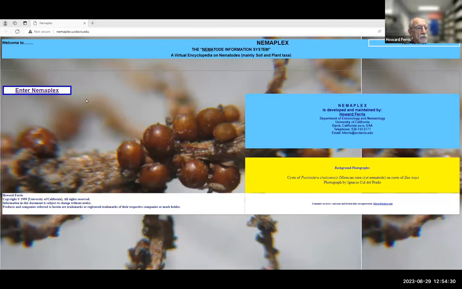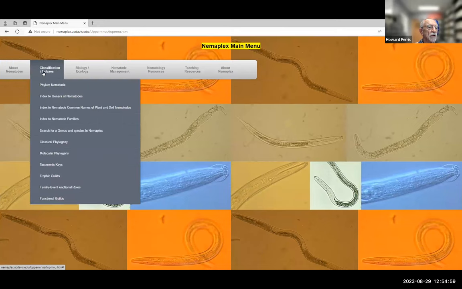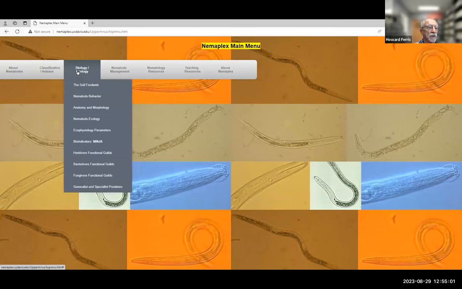Okay, so what I want to do is show you Nemaplex, a website that is essentially like my stamp collection. You know, I said when I get older, I'd have a stamp collection. Well, actually, I started this when I was younger, but the idea is that it holds everything I ever wanted to know or ever knew about nematodes. So I enter Nemaplex, and there's all kinds of things about types of nematodes and their biology and behavior, history of nematology, classification and biology.